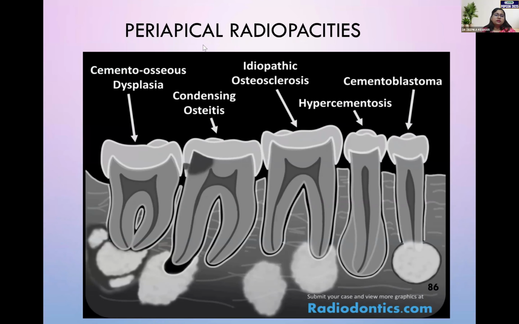We will briefly discuss the periapical radiopacities. As you can see here, this is a case of cemento-osseous dysplasia. Here the tooth is normal. This is condensing osteitis, so there is a periapical radiopacity and the tooth is carious. Then idiopathic osteosclerosis. Then you can see how hypercementosis looks. And then what is the appearance of cementoblastoma. So this image will help you in differentiating which periapical lesion is present.